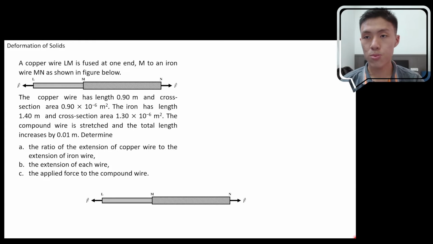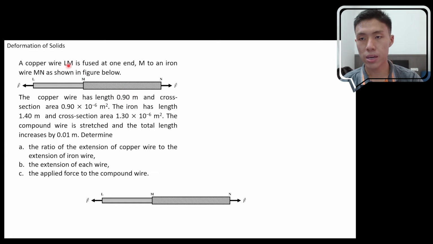Let's try to solve this problem here. A copper wire LM is fused at one end, M, to an iron wire MN as shown in the figure below. So you have your copper wire LM and it's joined together with another wire made of iron, which is MN over here. They tell you that this copper wire has a length of 0.90 meter.